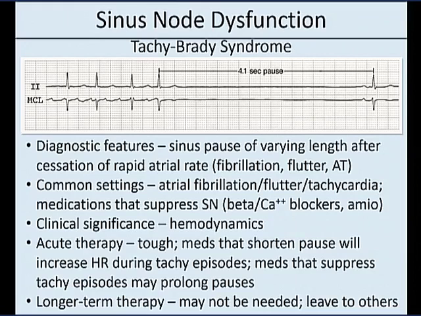Acute therapy can be difficult, especially if people are going in and out of this sort of thing, because if you give medications that shorten the pause, you'll probably increase the heart rate during episodes. And if you say, well, I want to suppress the tachy episodes, then you make the pause a little bit longer sometimes. So it may be a little bit difficult to manage this, and if you can figure out the underlying causes of the atrial arrhythmias and get rid of that, you may be in a better way, hypoxemia or so forth.